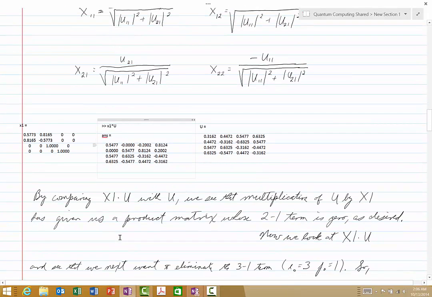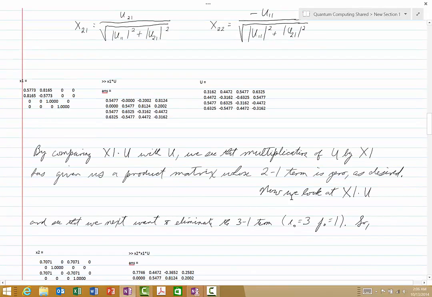Okay. And that's what's said here. By comparing x1 times U with U itself, we see that multiplication of U by x1 has given us a product matrix whose 2,1 term is 0, as desired. Now we look at x1 times U and see that we next want to eliminate the 3,1 term. So now I0 is 3 and J0 is 1. In other words, now we want to come down here and eliminate this 0.5477.